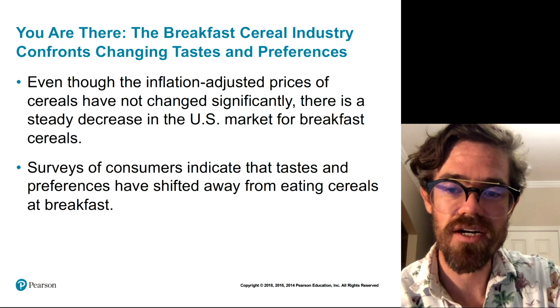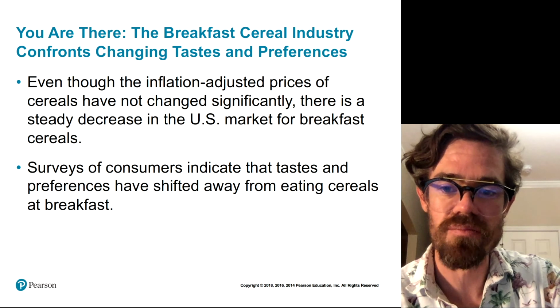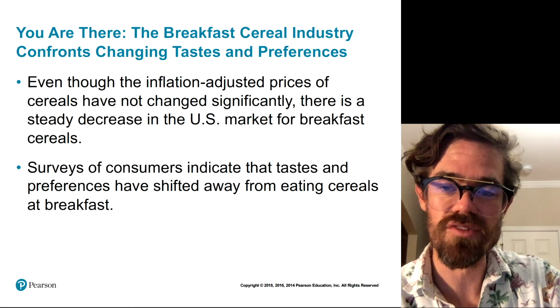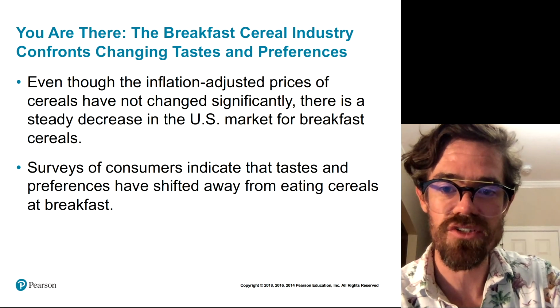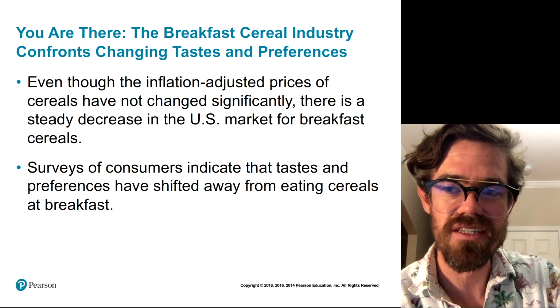So the money price has changed, but in terms of people's purchasing power, right? You have to keep in mind that people's incomes have also gone up by roughly the same percentage. So the real price of a box of cereal in terms of a percentage of people's incomes hasn't really changed. But nevertheless, there has been a steady decrease in the U.S.